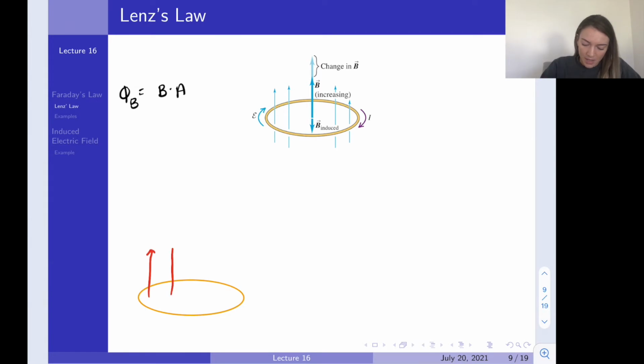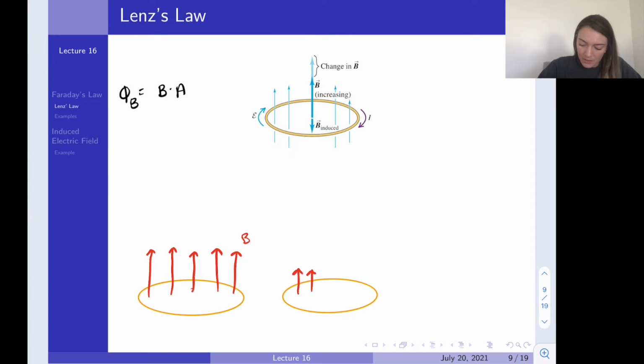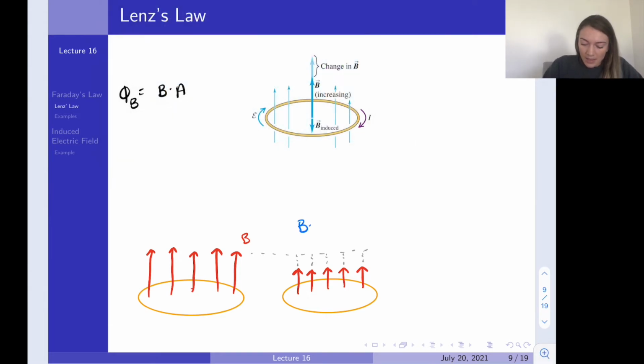And there's still some uniform magnetic field going through it. So I still have B here. But now let's say I turn my magnetic field down instead. So I actually decrease the magnetic field. So instead now, my magnetic field is smaller in magnitude, like this. So it's decreased from up here. And now my magnetic field, let's say, is half as strong. So that means that the flux through this area has decreased.